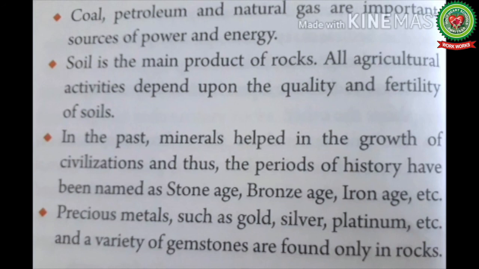Soil is the main product of the rocks. All agricultural activities depend upon the quality and the fertility of the soil. For example, the soil which is formed by the breaking up of igneous rocks is black soil, which is very good for the production of cotton. All the great plains of the world are found in the places of alluvial soil which are formed by the breaking up of sedimentary rocks.